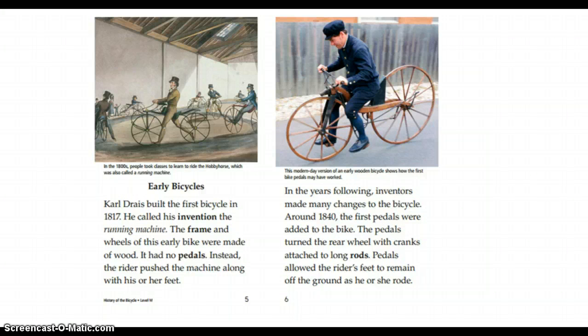Early bicycles. Carl Drace built the first bicycle in 1817. He called his invention the running machine. The frame and the wheels of this early bike were made of wood. It had no pedals. Instead, the rider pushed the machine along with his or her feet. In the years following, inventors made many changes to the bicycle. Around 1840, the first pedals were added to the bike. The pedals turned the rear wheel with cranks attached to long rods. Pedals allowed the rider's feet to remain off the ground as he or she rode.